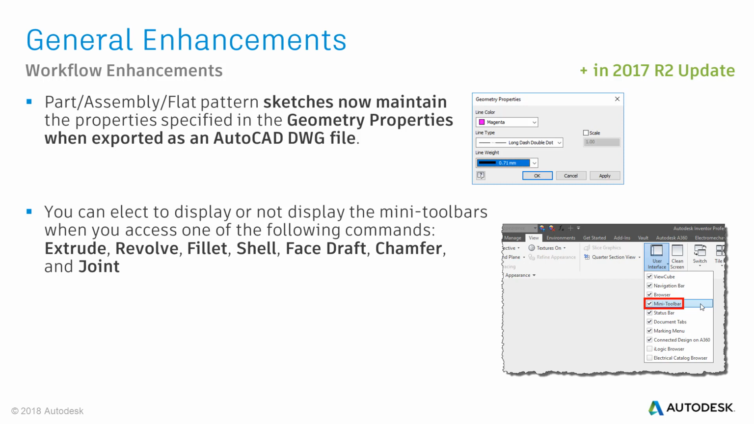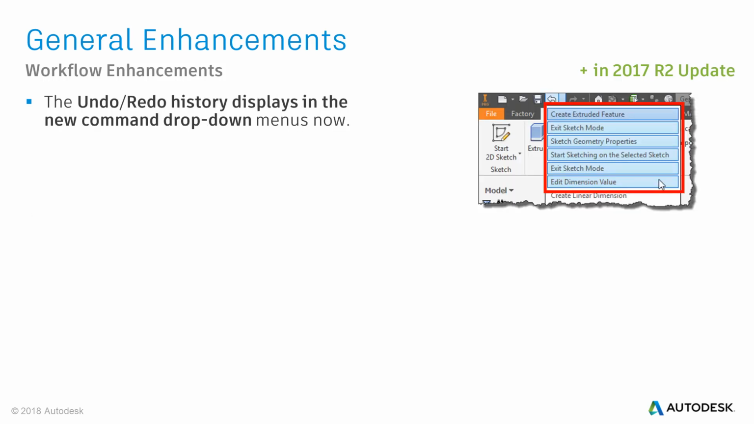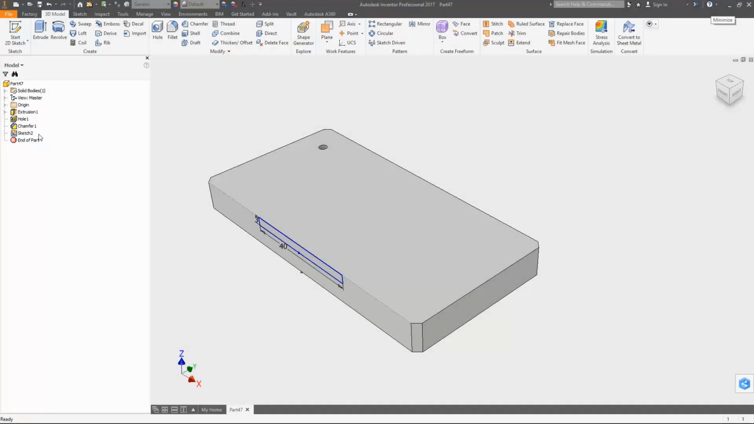Either you like the mini-toolbars or not. Several features like extrusion, revolve, shell, etc. are equipped with mini-toolbars you can now disable or enable in the View tab under the User Interface drop-down menu. Another quite hidden enhancement is the drop-down menu for the undo and redo history. You can now easily jump back and forth to a different point in time. Let's have a look at the sketch export to DWG, the mini toolbars and the undo redo menu.